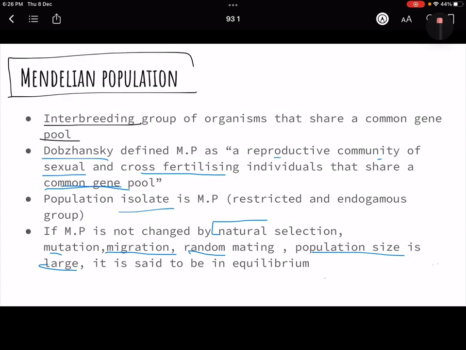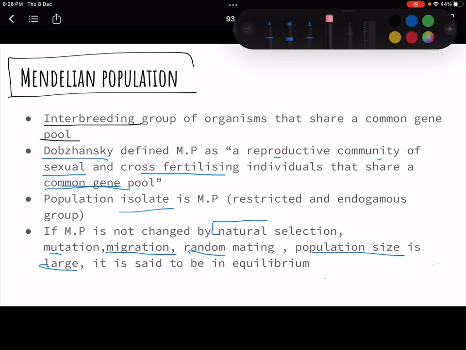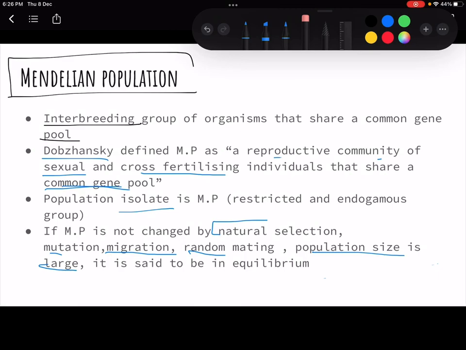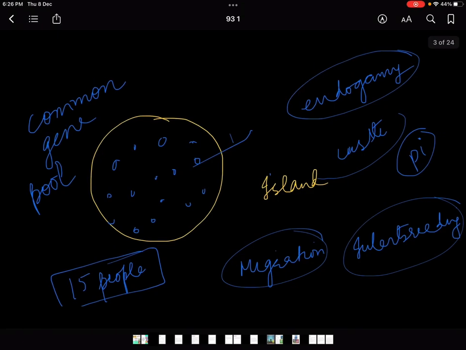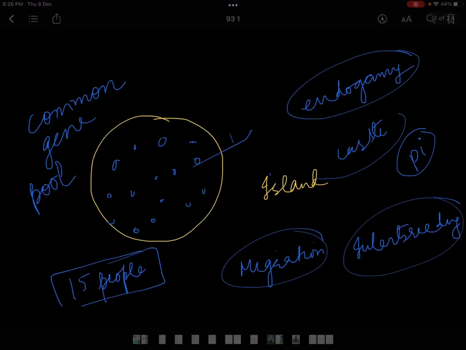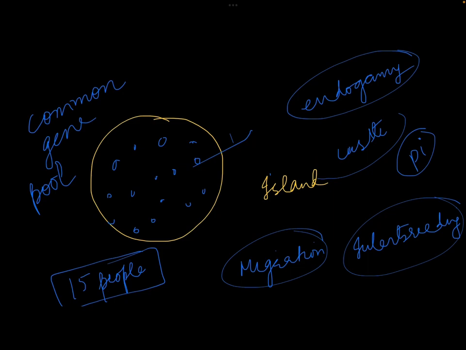in equilibrium, ठीक है? So what can you get out of it? If all these conditions are met, that means there is a common gene pool, there is interbreeding, there is isolation, ठीक है? And no evolutionary force is working on it. That means the Mendelian population is in equilibrium. Equilibrium का क्या मतलब? That means there will be no change in the population. Whatever the kind of population there was, वैसा ही रहेगा. The gene pool is not going to change. There will be no variations at any genotypic and allelic level.